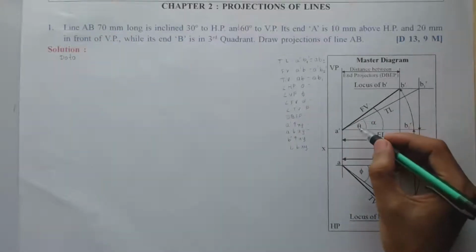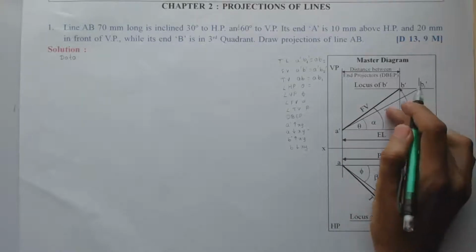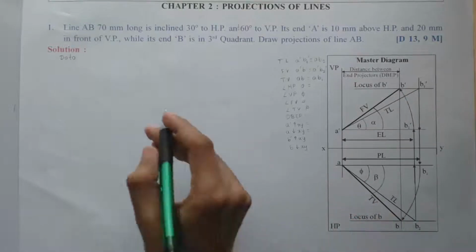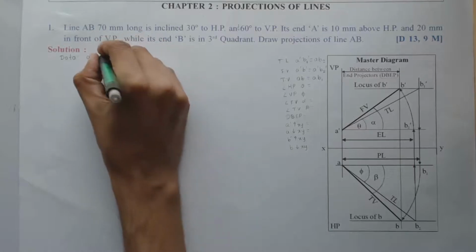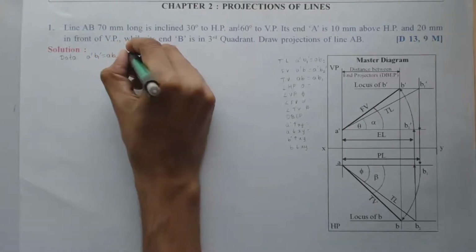So from master diagram, I have two notations. One is A dash B1 dash, that is the true length in front view, and AB2, true length in top view. So I can write A dash B1 dash is equal to AB2 is equal to 70 mm.